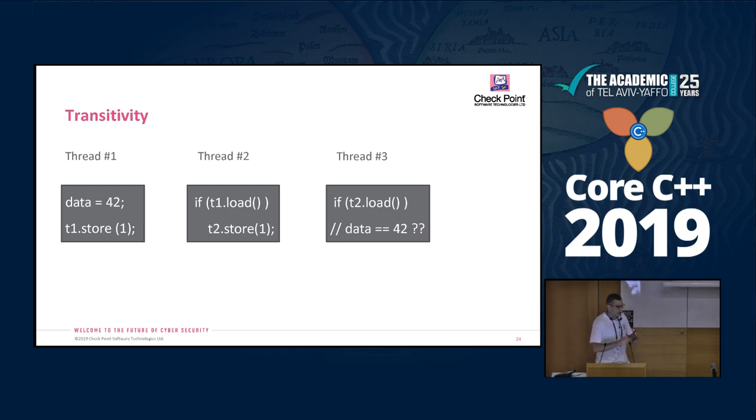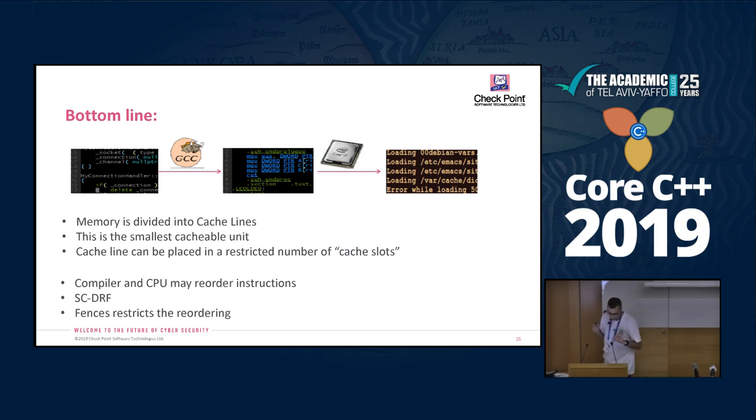Now for the final slide, that if you understand it, you understand everything else in this talk. Memory is divided into cache lines, and a cache line is the smallest cacheable unit. Every cache line can fit into a small subset of cache slots. The compiler can change the code that we write. The CPU can execute it in a different order. C++ is sequentially consistent data race free, and we use fences in order to restrict the ordering that the toolchain and the CPU are allowed to make.